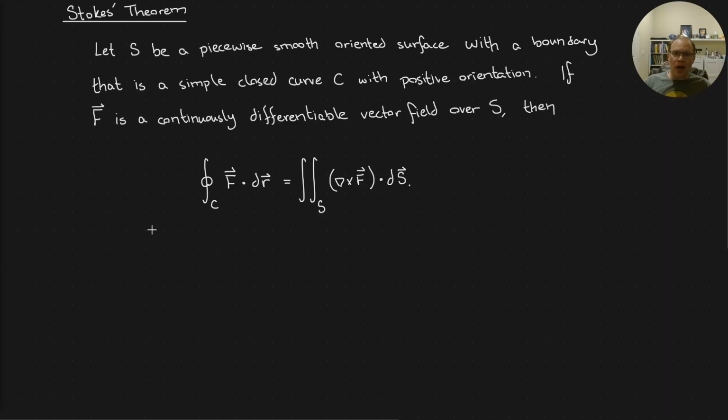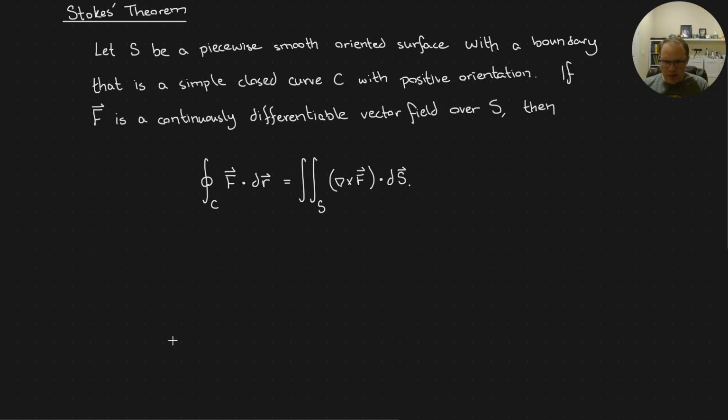Let S be a piecewise smooth oriented surface with a boundary that is a simple closed curve C with positive orientation. If F is a continuously differentiable vector field over S, then the circulation of F around that boundary, around C, is equal to the flux of the curl of the vector field through the surface. All right? So let's try to interpret this.